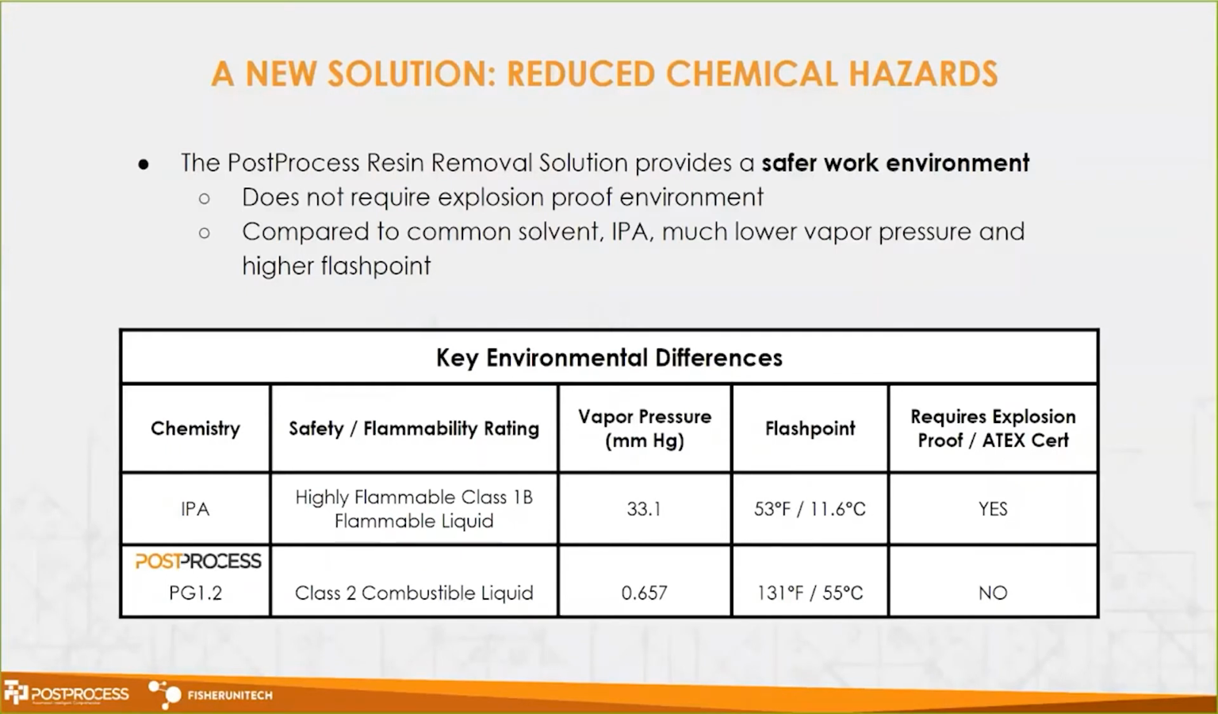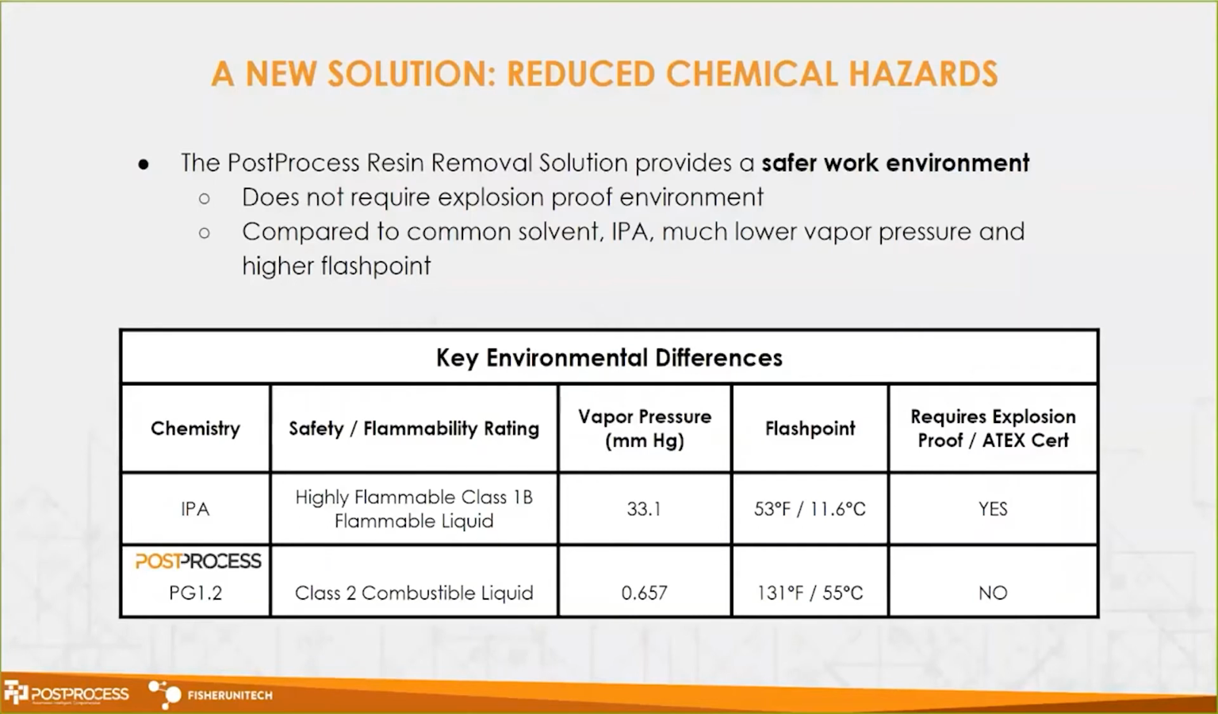Now we're going to move on to the reduced chemical hazards. So really, one of our most important goals when formulating our detergent was to make it safer than common solvents being used for traditional resin removal. 2 key metrics that can be used to determine the safety of the environment produced are vapor pressure and flash point. So vapor pressure relates to the fumes associated with the detergent.